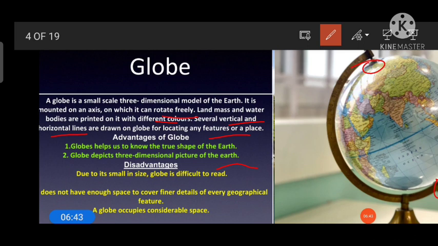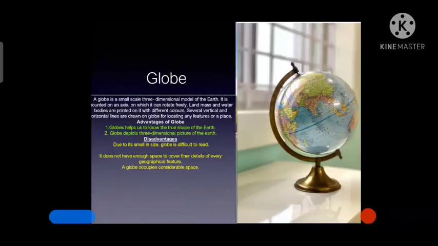Now, what are the advantages and disadvantages of a globe? First we will see the advantages of a globe. A globe helps us to know the true shape of the Earth. Yes, very true. A globe shows the true shape of the Earth, how the Earth looks. Firstly, this is the advantage of a globe. Secondly, a globe depicts a 3-dimensional picture of the Earth, and it also shows the 3D model of the Earth. So these are the two advantages of a globe.